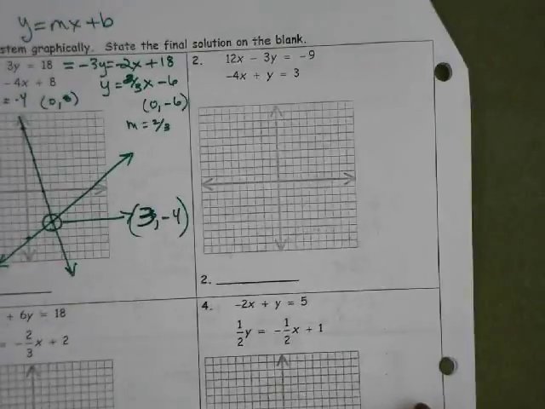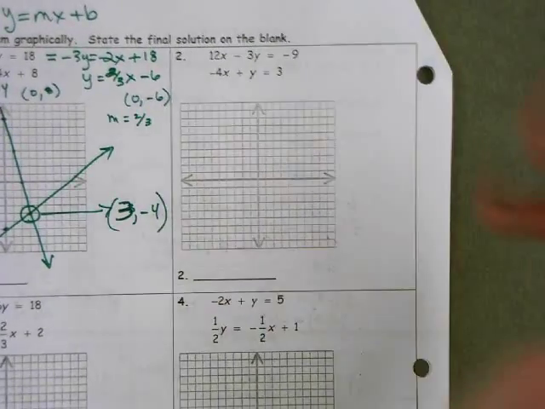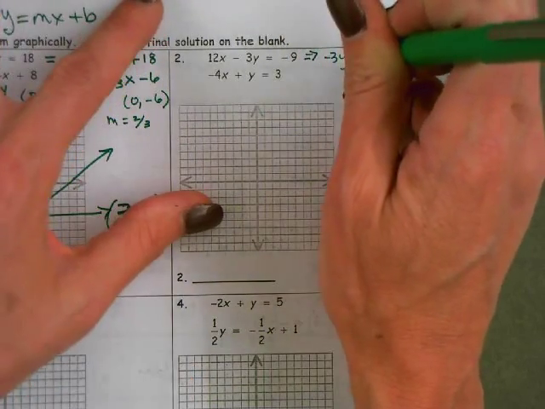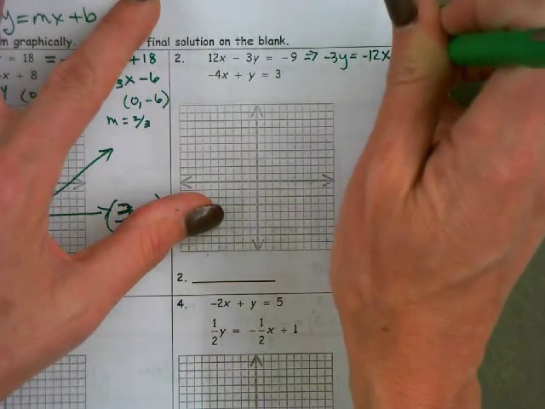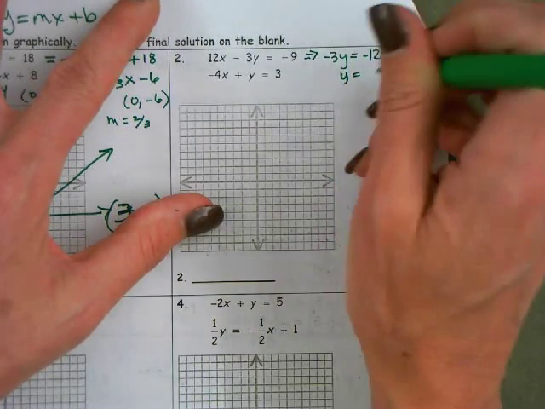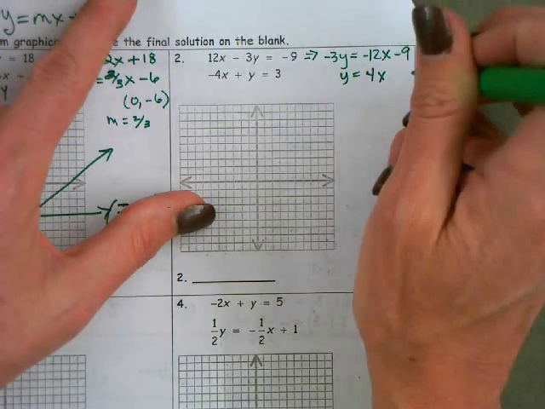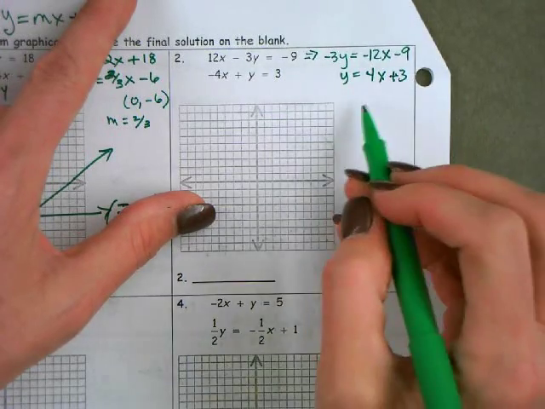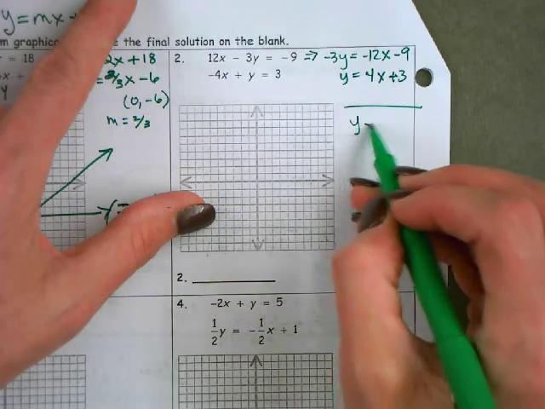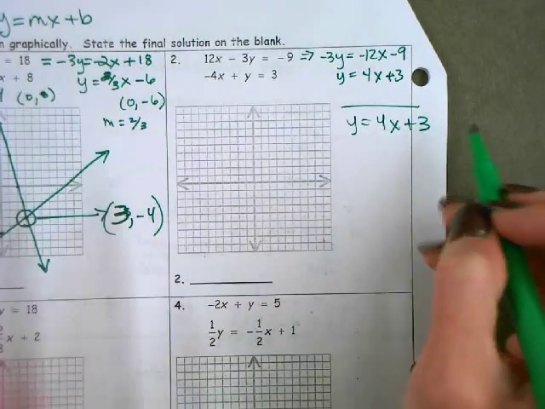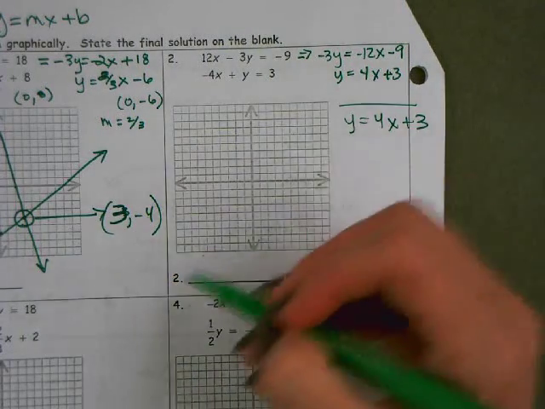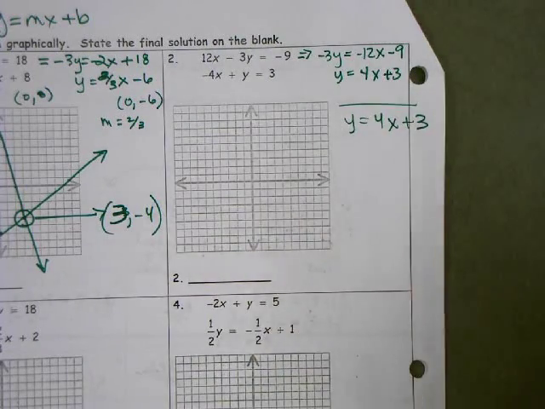Alright? So then if we move on to number 2, if you do y equals mx plus b, I'm going to get negative 3y equals negative 12x minus 9. I divide by negative 3, so y equals 4x plus 3. If I do the other one, I'm going to get y equals 4x plus 3. Do you notice the lines are the same? The lines are the same, so they're going to overlap each other, which means all solutions for both lines are the same, so therefore it is all real numbers.